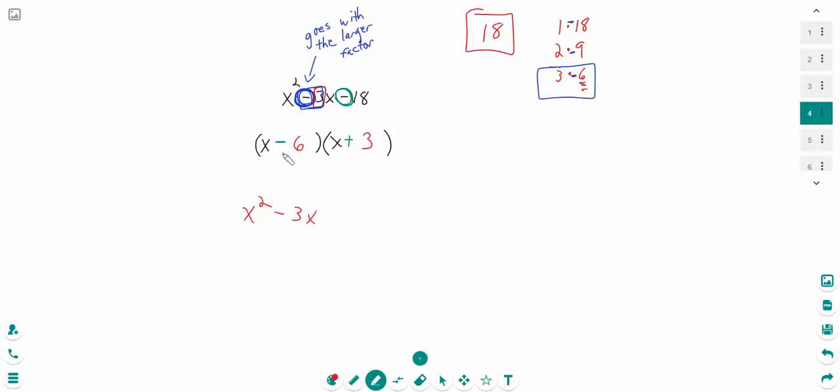And then I have my last terms, which is a negative 6 times a positive 3, which is a negative 18. And if we look at this compared to our original trinomial here, they do match. So therefore, this is the correct answer.